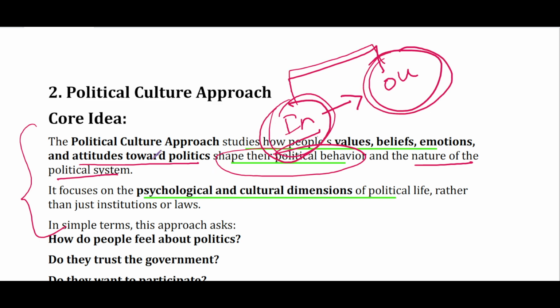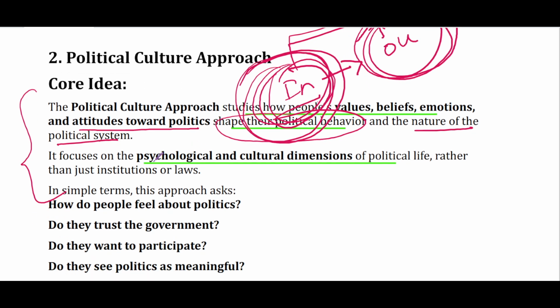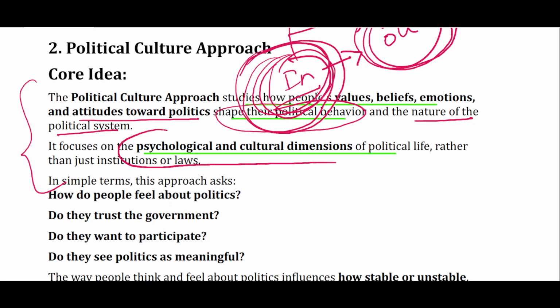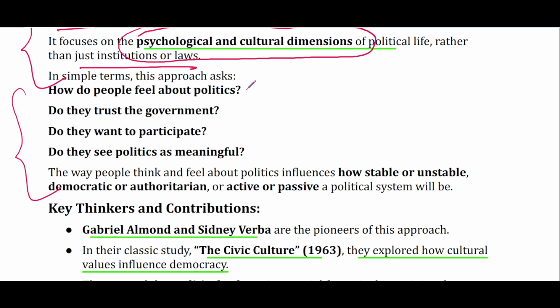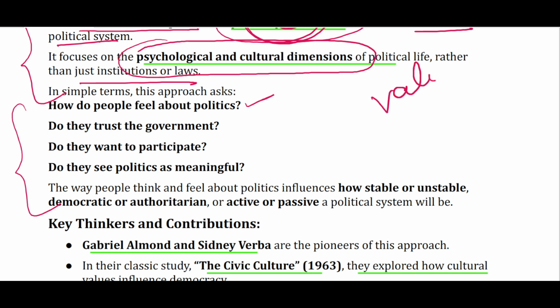So यहाँ पे जो political culture approach है, the input is people's behavior, personal beliefs, personal value system. कि कैसे उनकी जो total whole of their value system, it shapes political outcome at national level. So this approach focuses on the psychological and cultural dimension of political life rather than the formal institution. In simple terms, this approach asks, how do people feel about politics? That's what the value system is.